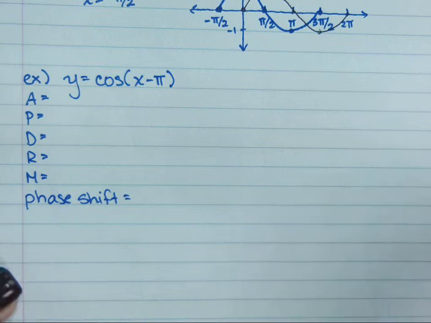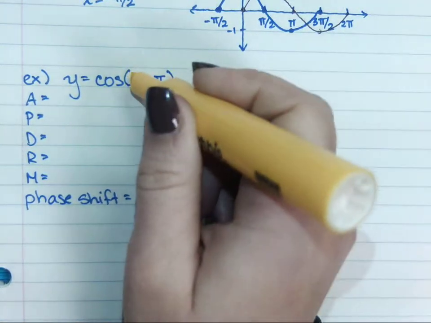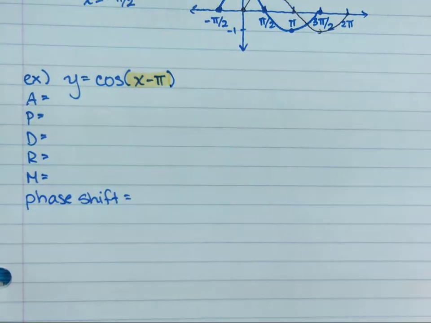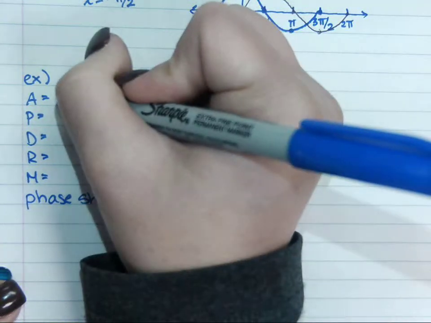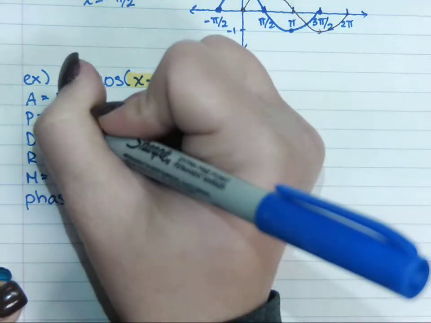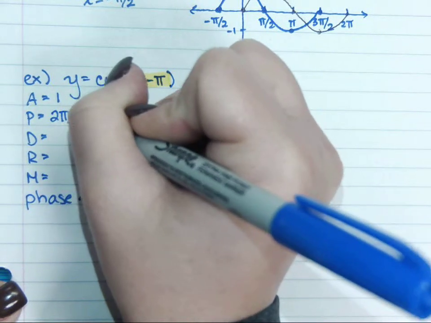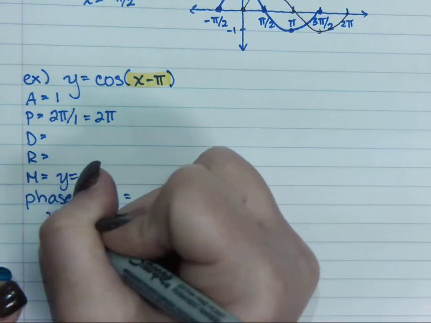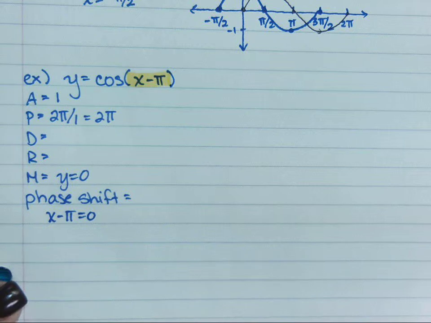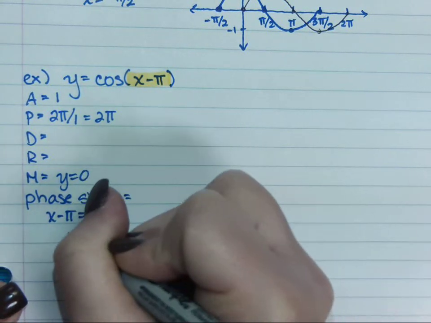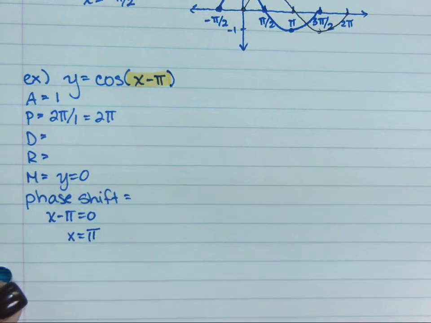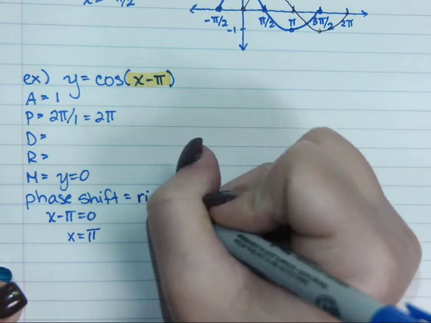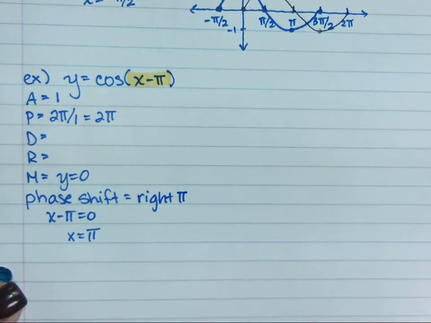So again, I'm just going to highlight this part that is dealing with the phase shift. My amplitude is 1. Again, period is 2 pi divided by 1, or just 2 pi. Midline is going to be y equals 0. And for phase shift, again, I'm going to set this equal to 0 and solve. You don't necessarily have to show that operation. You know if you're going to add it to the other side, it's going to change the sign. And that means then I'm moving to the right by pi units.